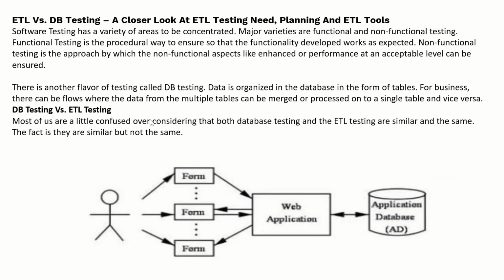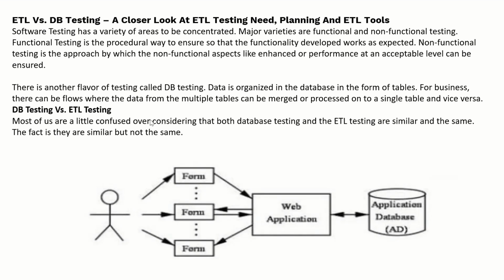So you can see here ETL versus DB testing. A closer look at the ETL testing need and planning, and ETL tools. Software testing has a variety of areas to be concentrated on. Major varieties are functional and non-functional. Functional testing is a procedural way to ensure that the functionality developed works as expected. Non-functional testing is an approach by which the non-functional aspects like performance can be ensured at an acceptable level.